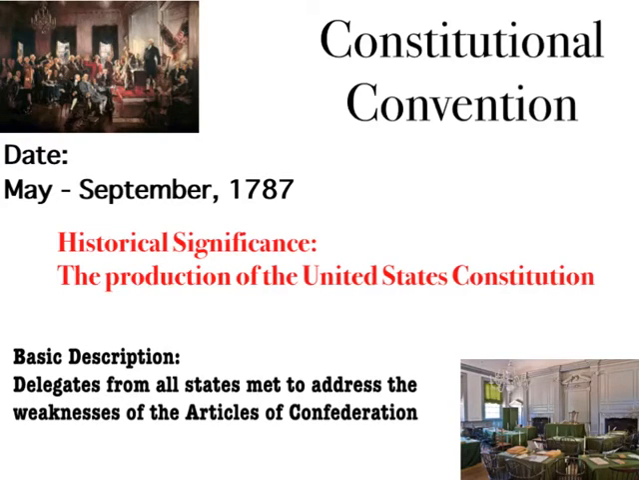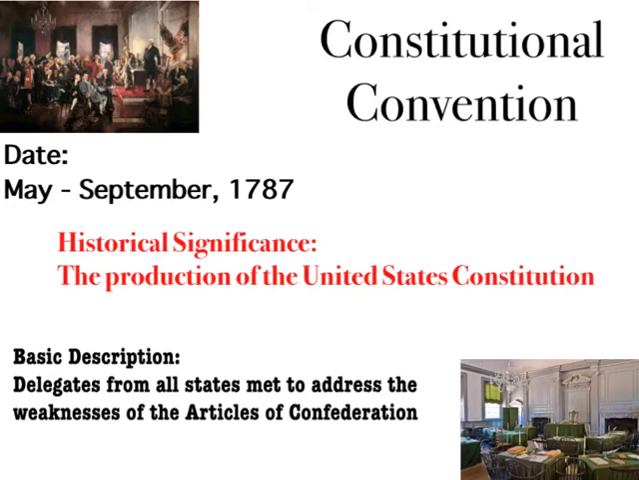So the important items you need to remember about the Constitutional Convention are that it took place from May to September of 1787 in response to Shays Rebellion, as we just talked about. And the historical significance, the key thing, is that it produced the United States Constitution. There are obviously other big, significant things that we could talk about, but big picture, because that's what this lesson is all about, it produced the United States Constitution, which is still our system of government today. Basic description: delegates from all states met to address the weaknesses in the Articles.